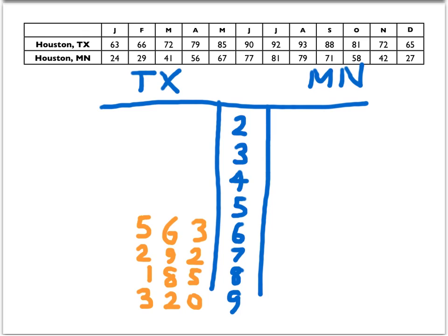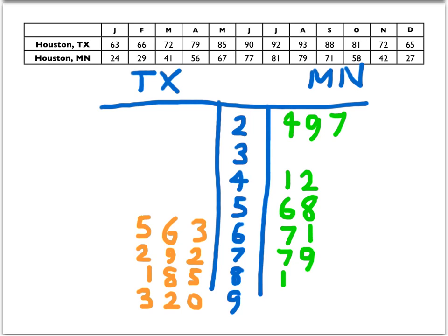Once again, starting with January. So I have 24, 29, 41, 56, 67, 77, 81, 79, 71, 58, 42, and 27.